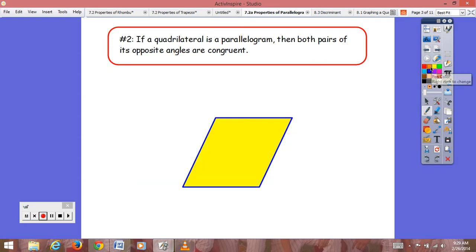Second property: if a quadrilateral is a parallelogram, then both pairs of its opposite angles are congruent. So if we have parallelogram EFGH, then our opposite angles, so angle E is congruent to angle G, and the other pair, angle F and angle H, are congruent.